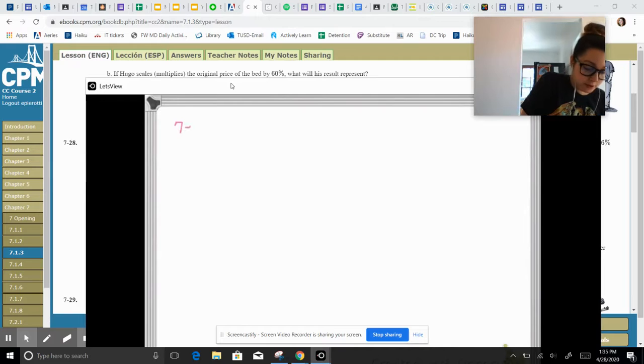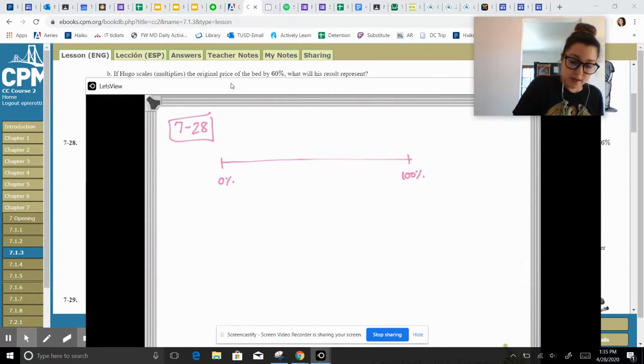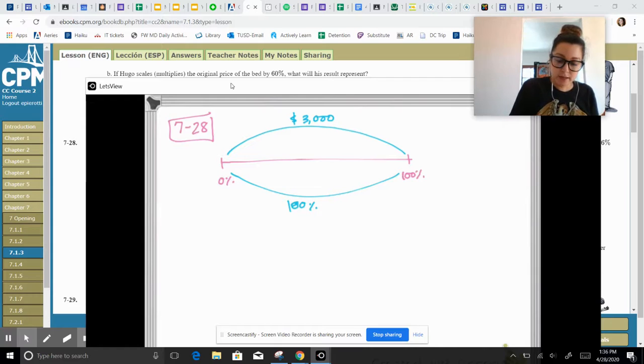So this is for 7-28. There's our line diagram. This is showing 0%, 100%. And we know that she made $3,000, which is our 100%. Okay, but she's also getting a pay increase of 6%. So we need to figure out what amount she is getting in addition to what she's been paid for her summer job. Okay, so we did part A.